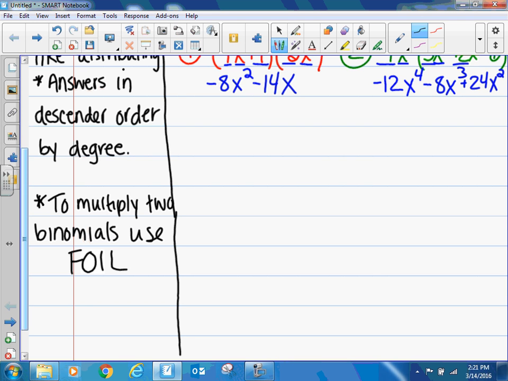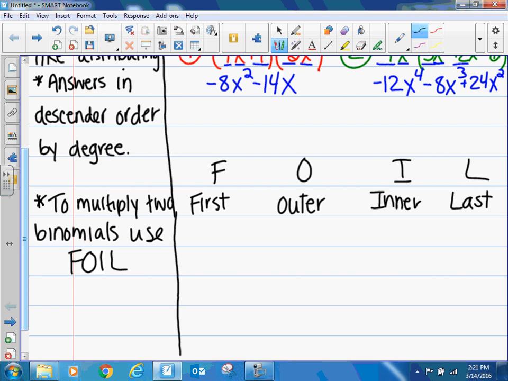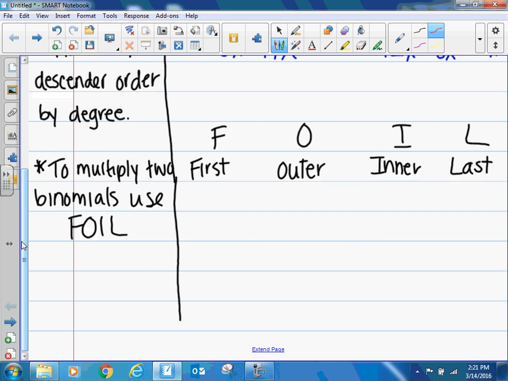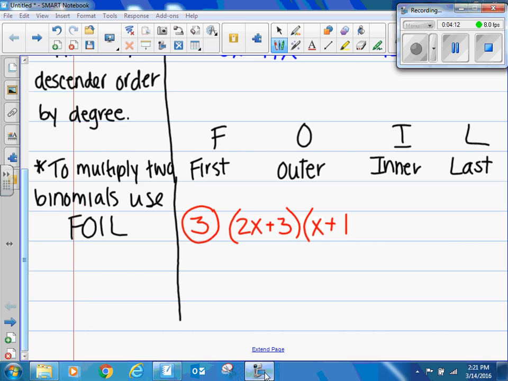So let's look at an example. And what this stands for is you have FOIL. This stands for first, outer, inner, and last. So let's look at an example of multiplying binomials using the pattern FOIL. So our first example is going to be 2x plus 3 times x plus 1.